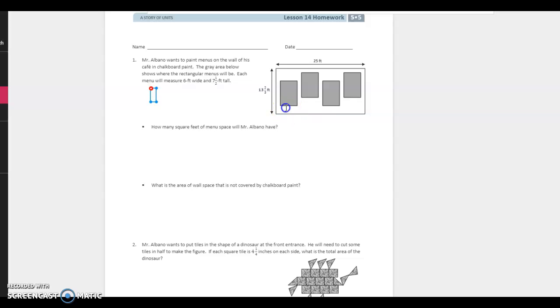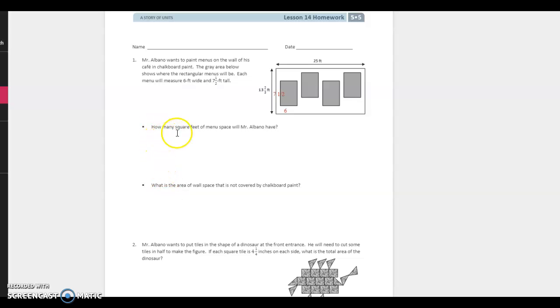Each of them are going to measure, and what I'm going to do is put down 6 feet wide, and then I'm also going to put down that they are going to be 7.5 feet tall. Each one of these menus are that same measurement, okay? That's what you should do on your paper, to write that out so that you know what each one measures. Now, that's all you have to do for this part. That's just helping prompt you for Part A and Part B.